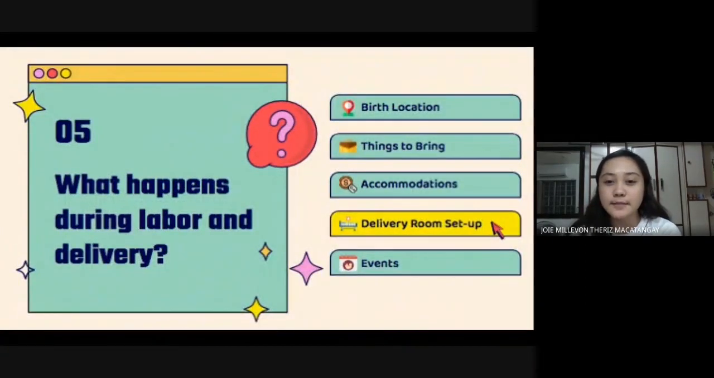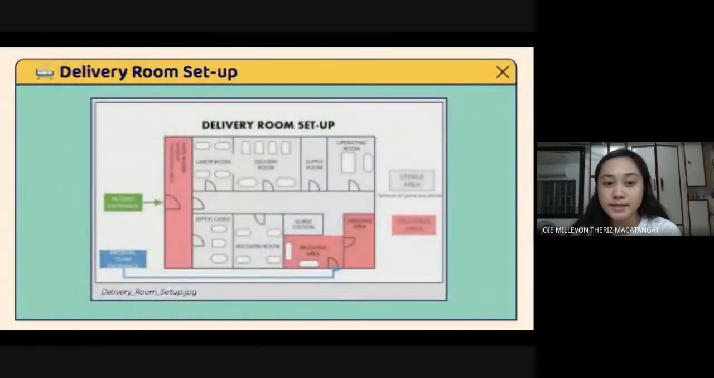So next naman po is the delivery room setup. So as you can see sa picture po, yan po yung buong delivery room. So in the delivery room, we have the sterile and unsterile area. The sterile area is the white part and bawal po pumasok ang mga relatives or kahit sino to avoid carrying bacteria and infections na galing po sa labas. Yung unsterile area naman po, yung pink part, dito lang po pwede pumasok yung mga relatives.